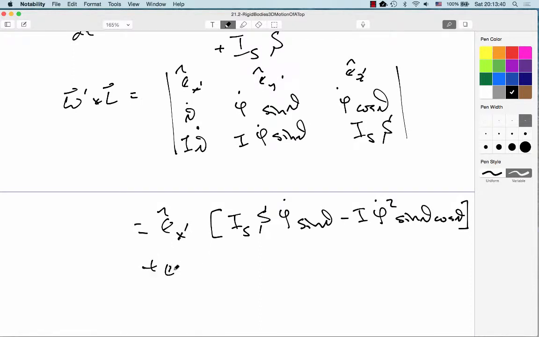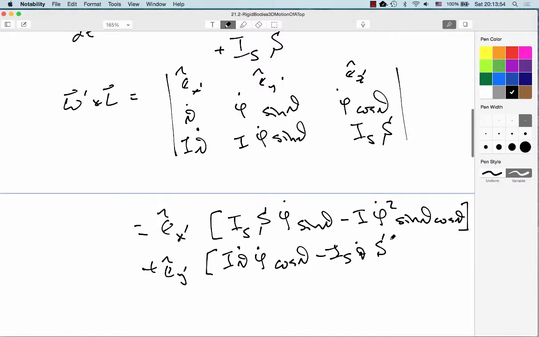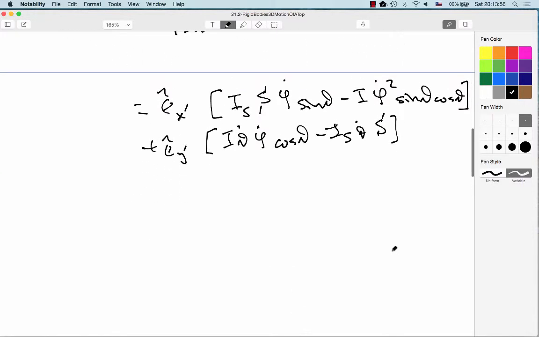Plus e_y' times I theta dot phi dot cos theta minus I_s theta dot s. And then the last term just works out to be 0. So that's what we've got left. All right, so now we can equate the components.